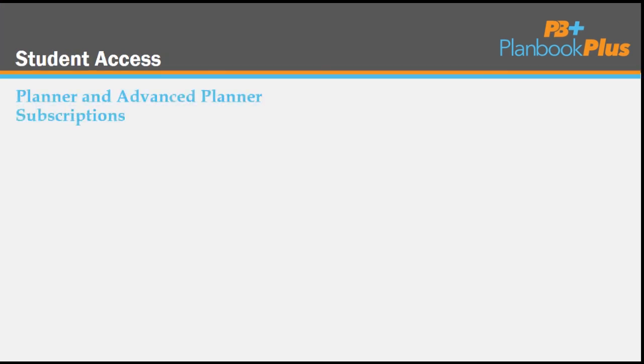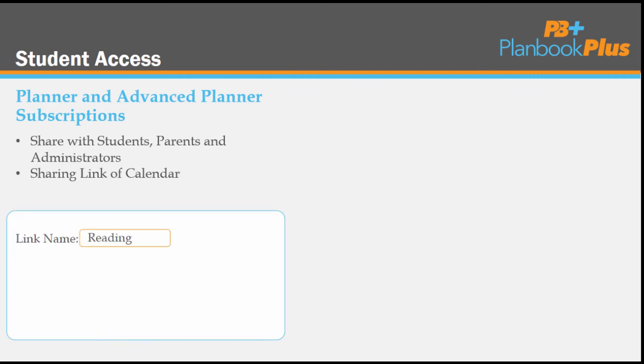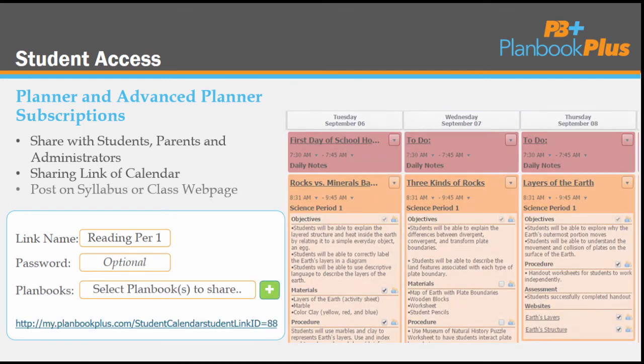Planner and Advanced Planner subscription levels can give access to their calendar page to students, parents, or administrators by creating a unique link that has the option of being password protected. This link can be distributed on a syllabus or class webpage. Student access and student sharing options work hand in hand. Depending on the options you have set for your elements, students, parents, or administrators will only be able to view what you allow them to see.